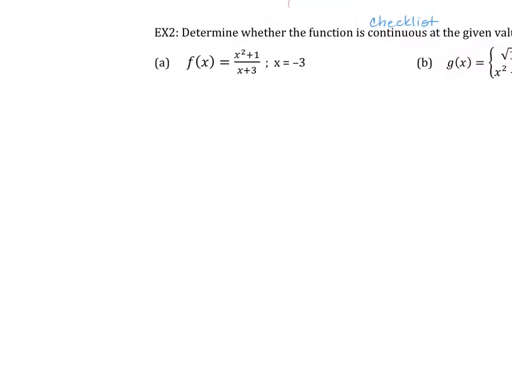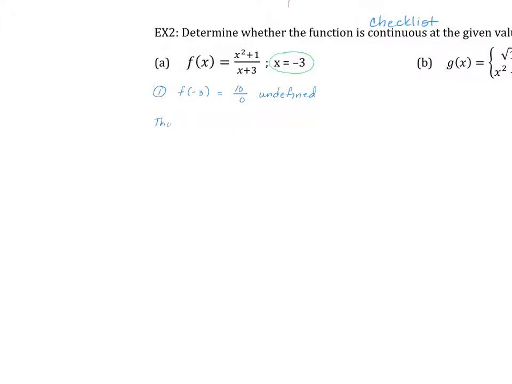So in example 2a, we're supposed to determine if this function is continuous when x is equal to -3. The first thing I want to do is look at the first thing on the checklist. Is the function defined? Does f of -3 exist? Well, that would be equal to 10 over 0. So it's undefined. So since it's not defined, then I can stop. This function is not continuous at -3.